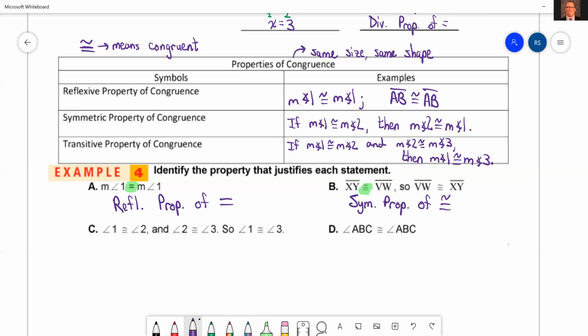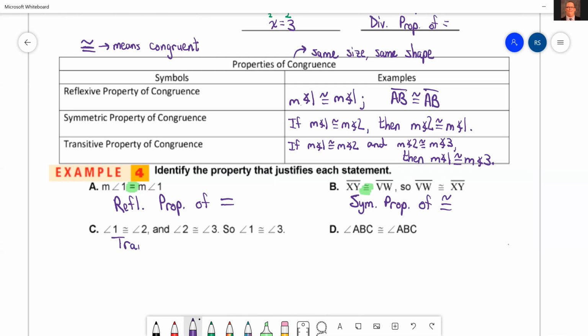Next one. Angle 1 is congruent to angle 2, and angle 2 is congruent to angle 3. So angle 1 is congruent to angle 3. It's our long one, the transitive property. But what's it the transitive property of? Here's your sign. Congruence.